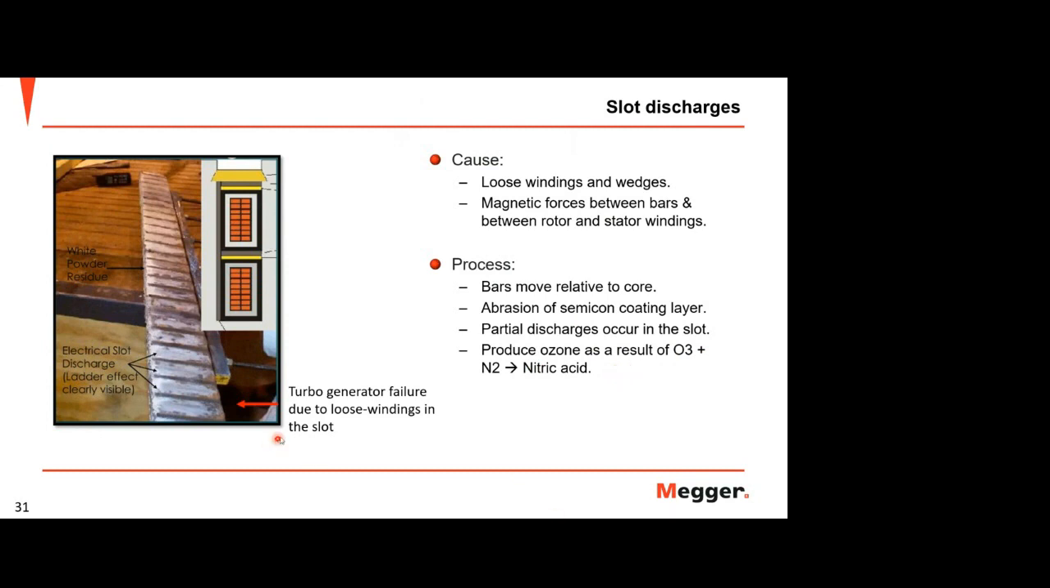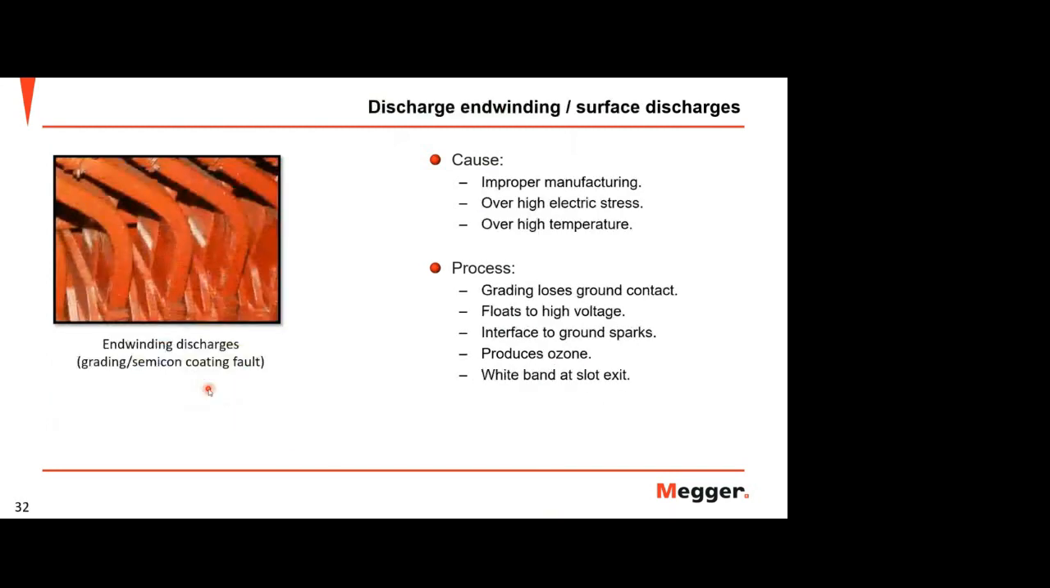This is an example of turbo generator failure due to loose winding in the slot. And this is for surface discharge. The cause of this discharge may be improper manufacturing, excessively high electric stress, or high temperature. The process starts from grading losses between the ground contact and then floating to high voltage, interface to ground spark, and it can also produce ozone with wideband at the slot exit.